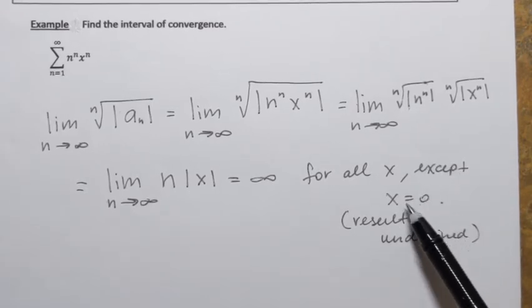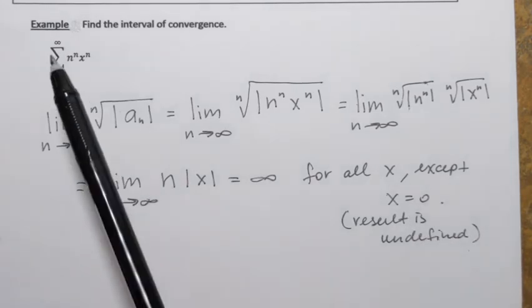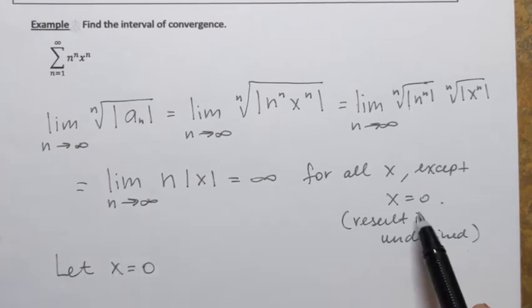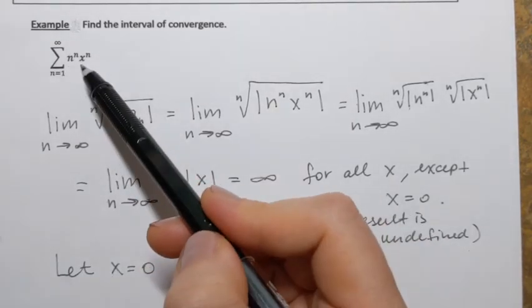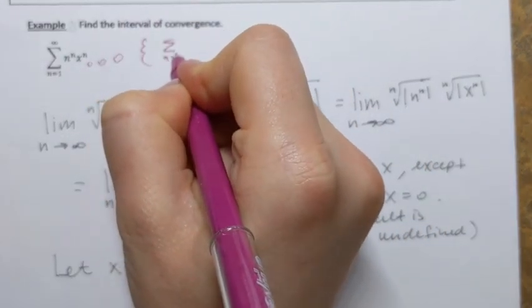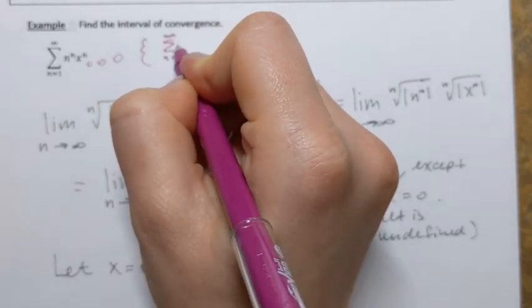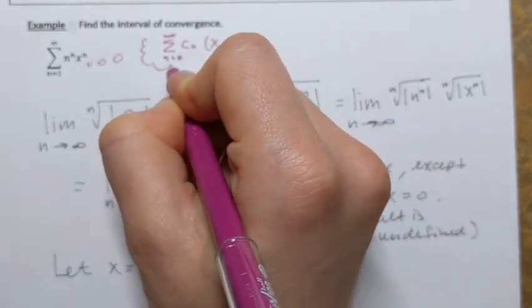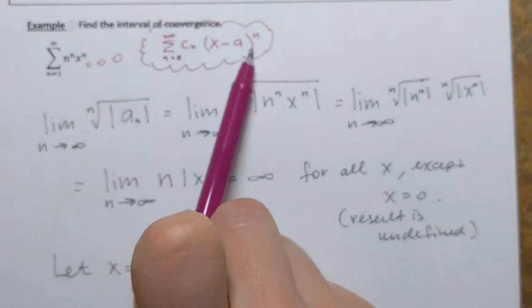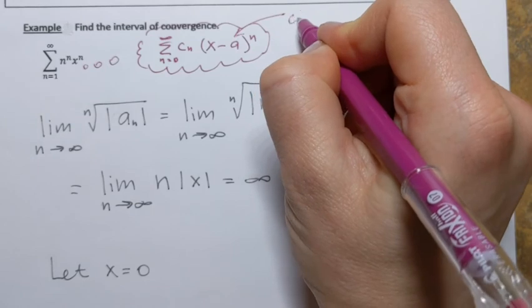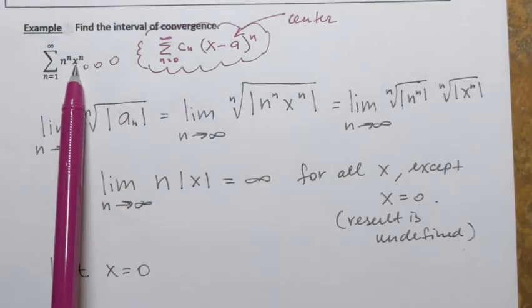But now let's see what happens at x equals 0. Let's try to plug that into the series. So let x be equal to 0. And by the way, 0 is a special number for this power series. Remember that the power series has the following general form. It goes from 0 to infinity, c sub n of x minus a to the power n. So in the general form, we have a number right next to x, and that number is what we call the center. Well, we don't have a number here next to x because that number is 0.